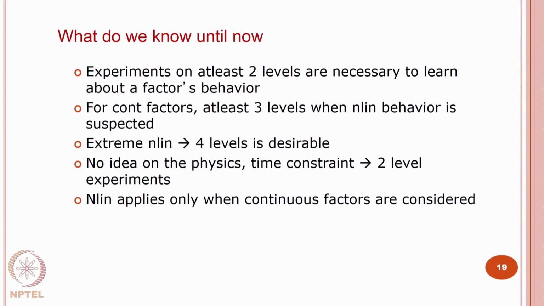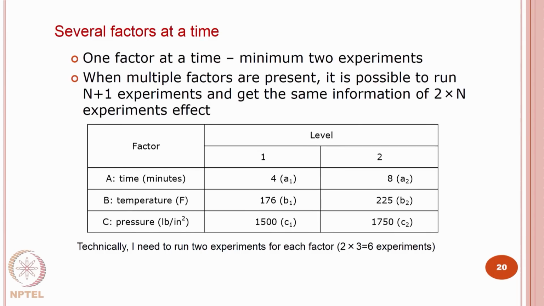And nonlinearity applies only when you have continuous variables. With discrete variables, anyway you need to go and calculate at each of the levels, no matter how it varies. But there are slightly smarter ways of doing this. Instead of fixing one factor at a time, you can also try to do several factors at a time. So, we will see how we go about that. Right now the way that we have looked at it is, you need to run at least n times 2, that is what we discussed here, right, number of experiments to understand the effect.